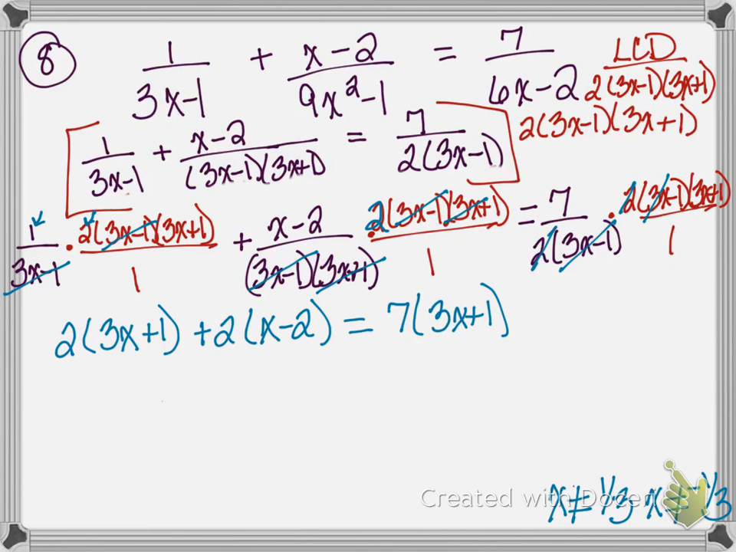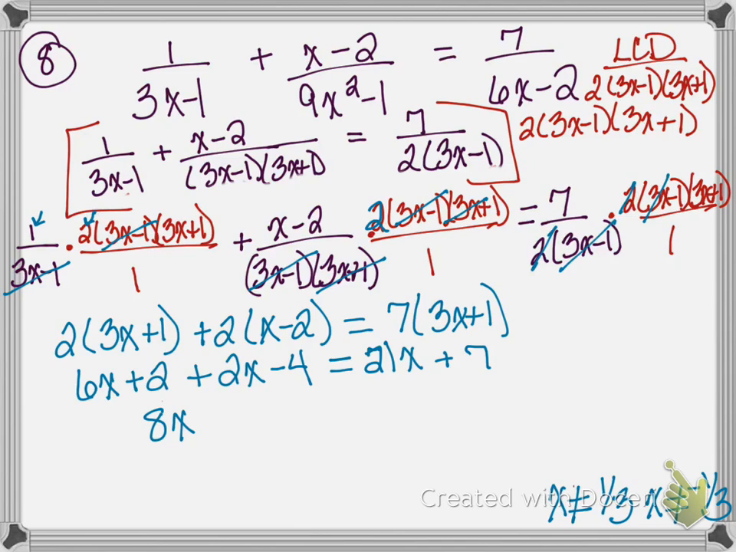So 2 times 3x is going to be 6x, 2 times 1 is 2, 2 times x is 2x, 2 times negative 2 is negative 4. I just distributed both of those. 7 times 3x is 21x, 7 times 1 is 7. Okay. 6x plus 2x is 8x. 2 plus negative 4 is negative 2. Then I have 21x plus 7.